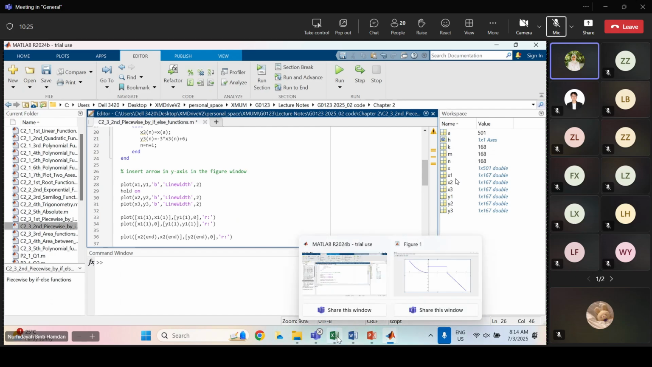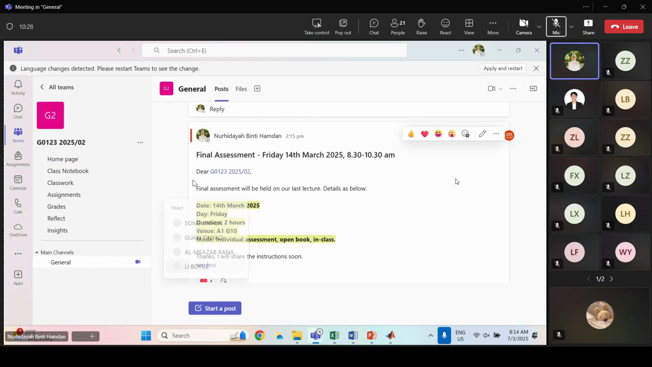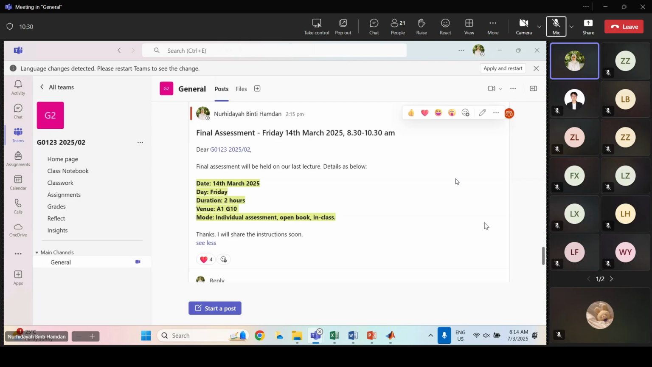Another one is that it will be individual, open book, and in class. The things that you cannot use are AI, and you cannot communicate with your friend. Make sure your laptop lasts, because you have to use your laptop for 2 hours, full. 2 hours includes the submission, so please manage your time wisely. You have to prepare for maybe 1 hour 55 minutes, or 1 hour 50 minutes, and 10 minutes is for you to submit.